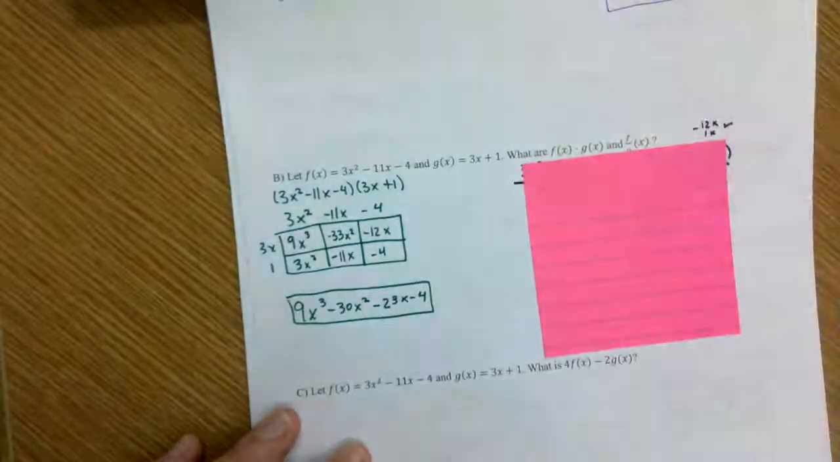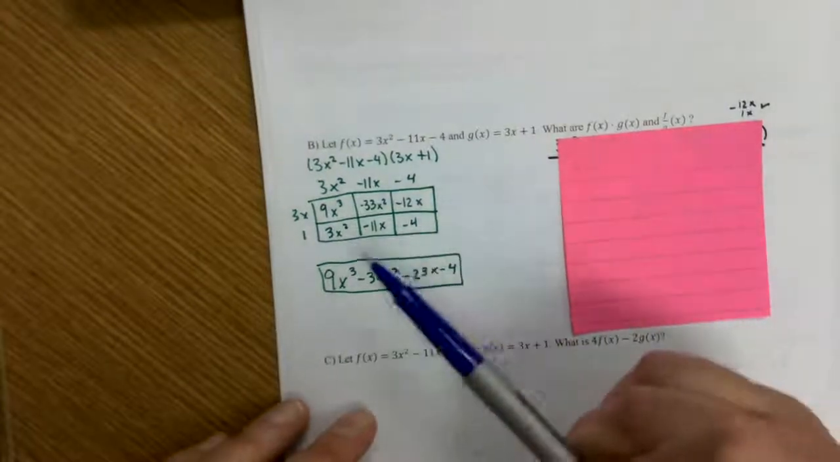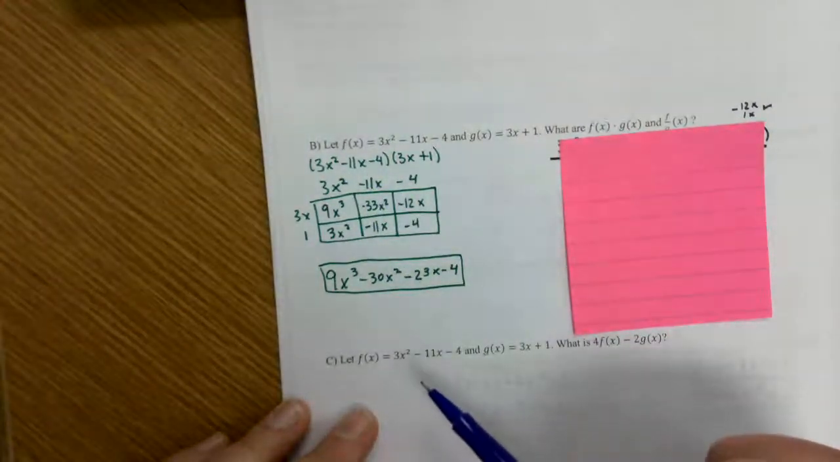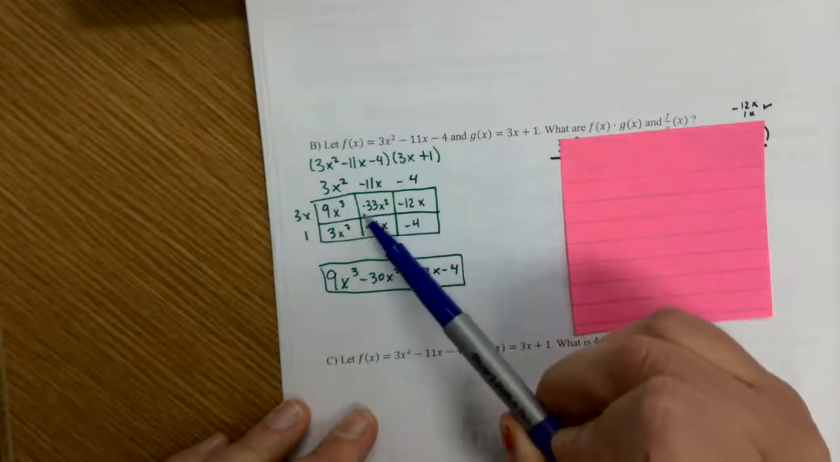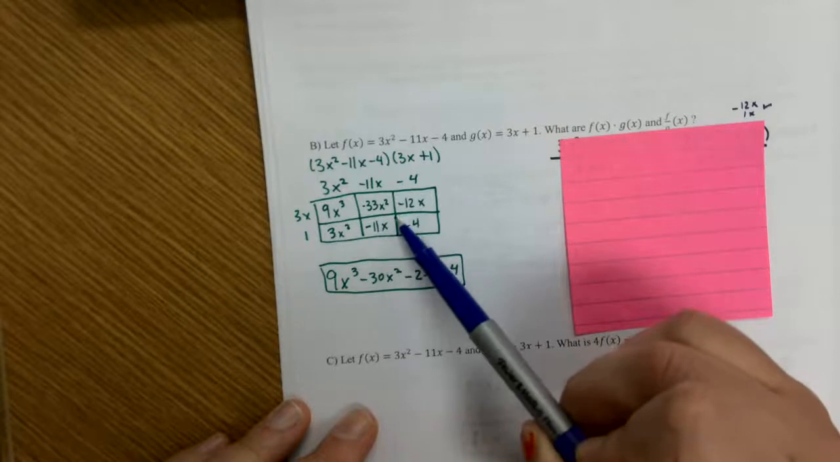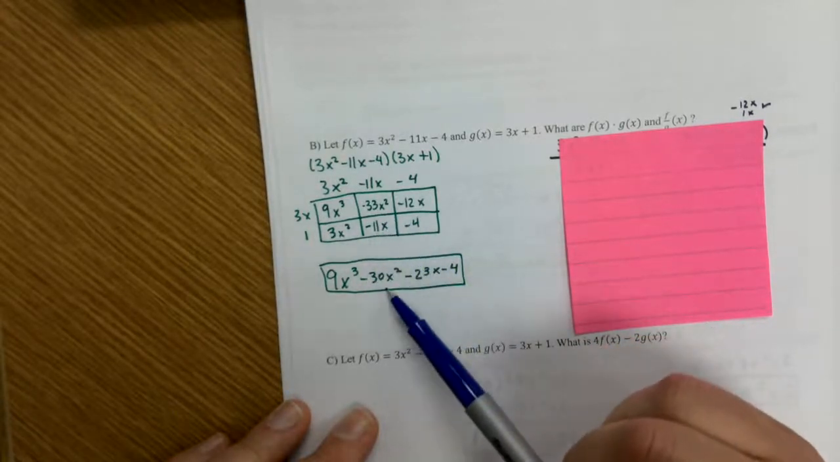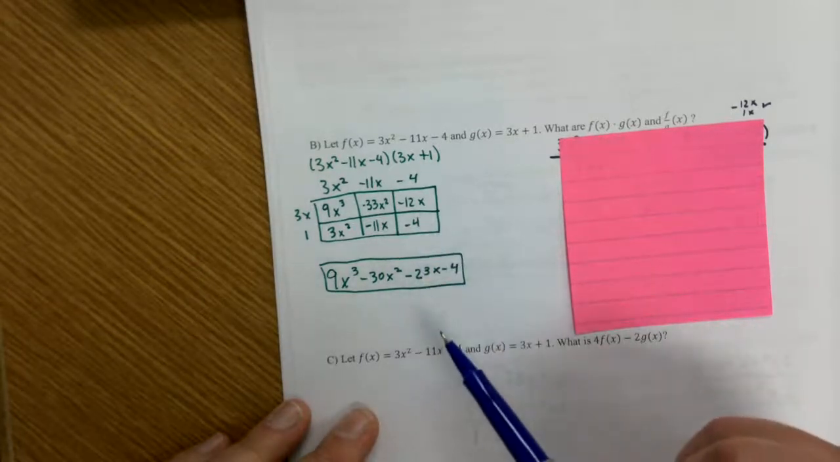So for multiplying, I chose to do it with the box method this time because I have a trinomial times binomial, and I just feel like it keeps it more organized. So I multiplied each term. The other reason I like the box method is because typically your diagonals, right here, will be like terms. So 3x squared minus 33x squared gives me negative 30x squared, and negative 11 minus 12 gives me negative 23.